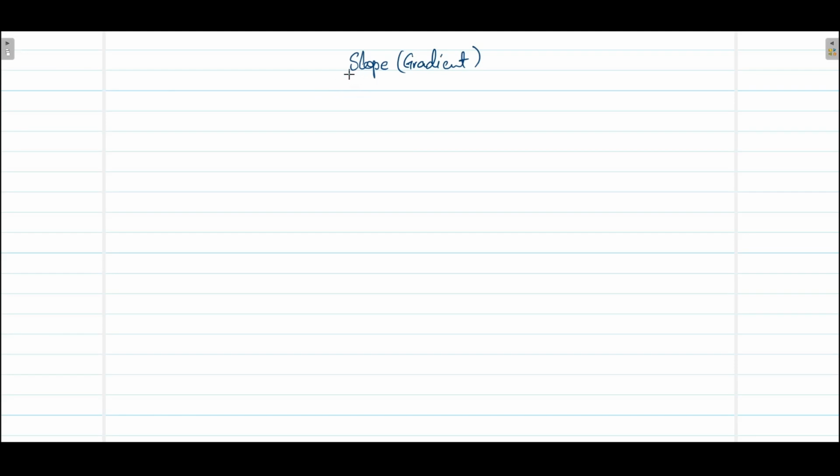In this lesson, we will discuss the concept of slope, which is also known as the gradient. So basically, slope can be defined by a mathematical formula which is given by rise over run. Now, how do I explain this concept?